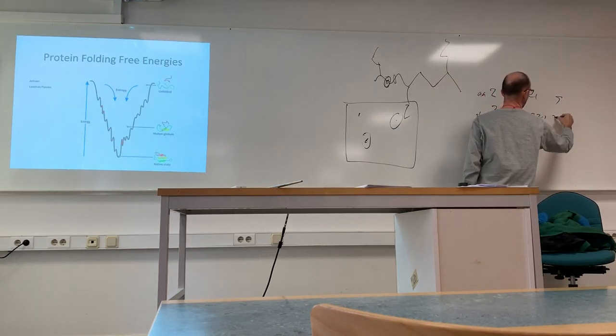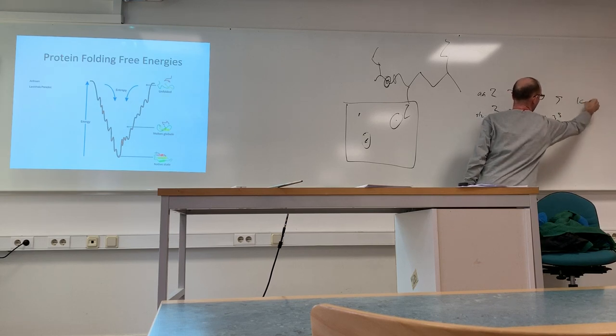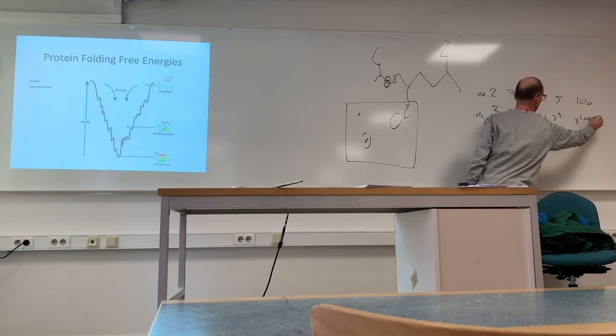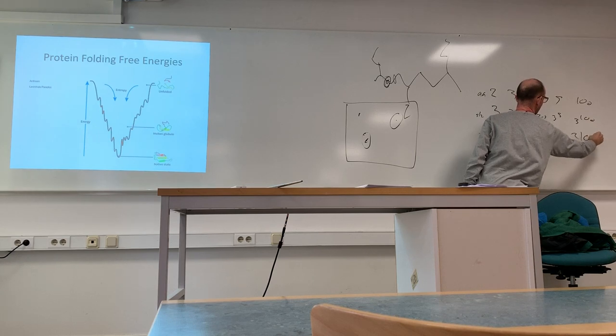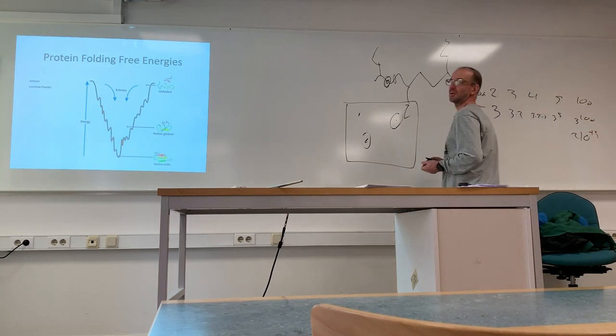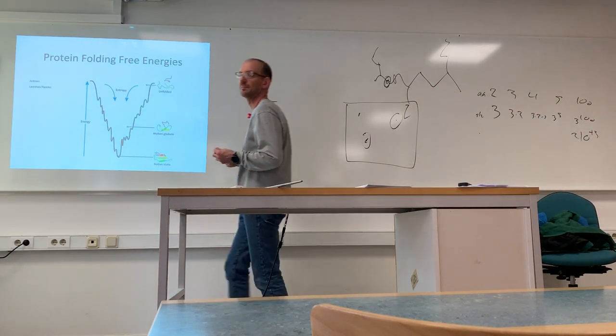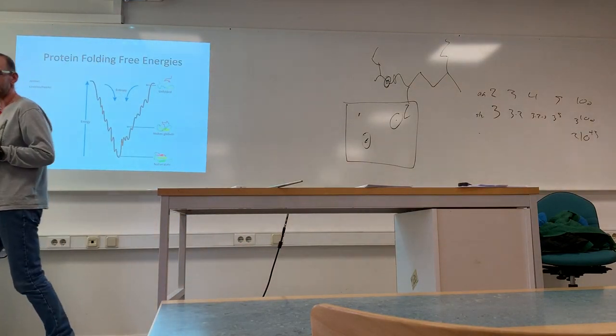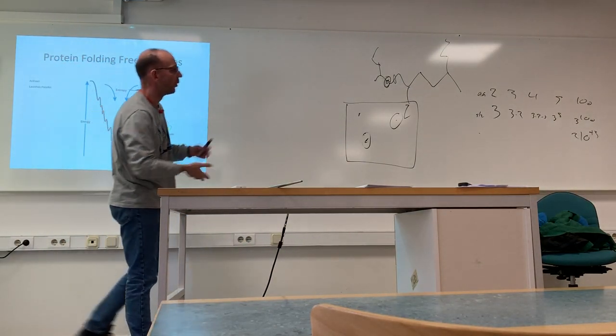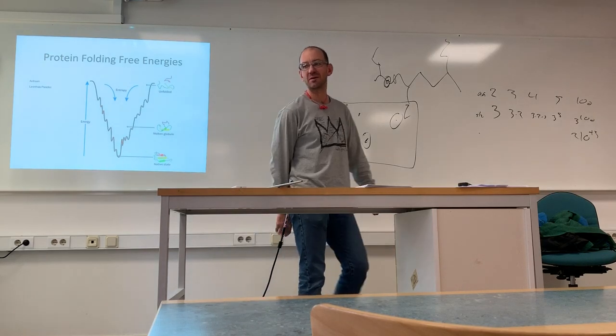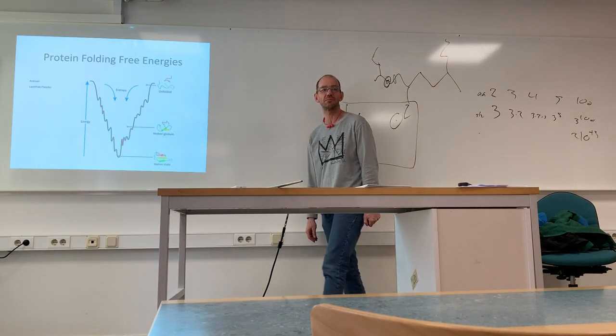If you have five, you have three to the power of five. If you have 100, 3 to the power 100. And this, I think, is like 10 to 43. So that's a very, very big number. That big number is, I think, more than the number of atoms in the universe. It's a gigantic number, 10 to 43.